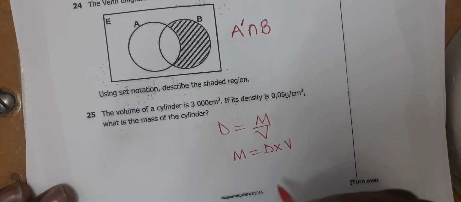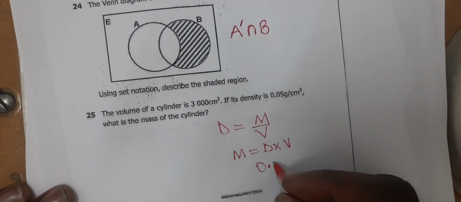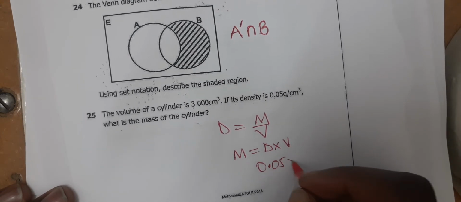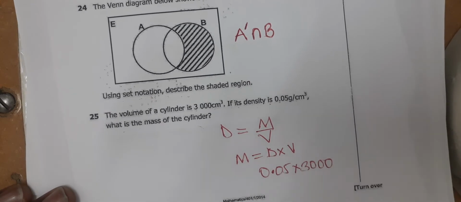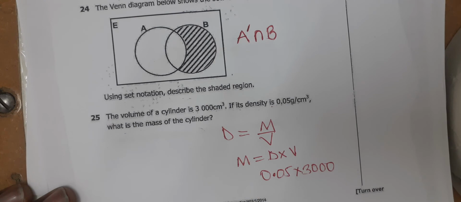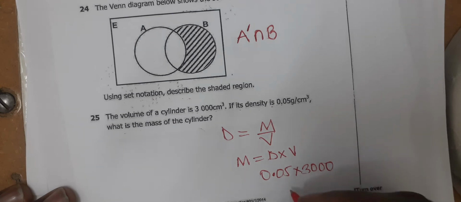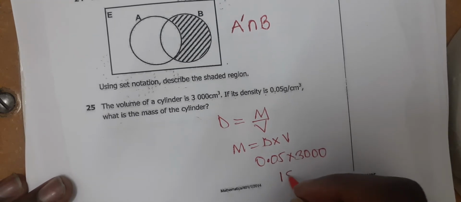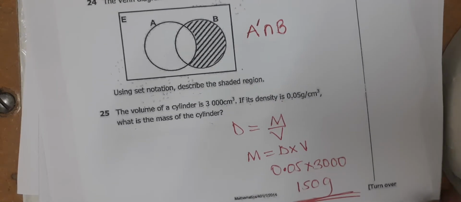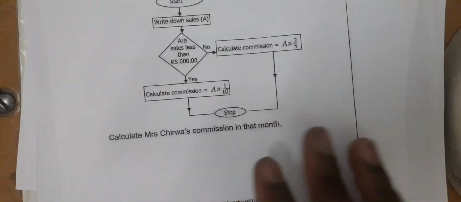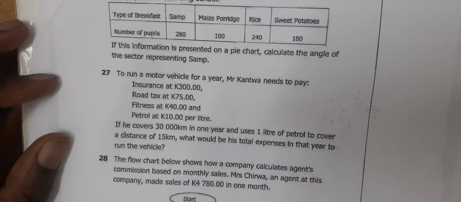So what is our density here? Our density is 0.5, multiplied by 3,000. Okay, what are we getting here? We need to multiply these. Let's multiply. What are we going to get? This is going to give us 1,500 grams. This is what we're going to get. Okay. So we go to the other question here.